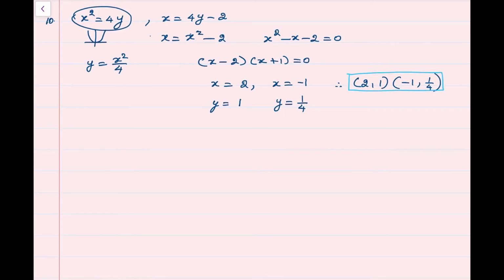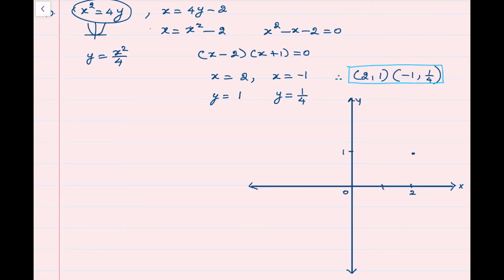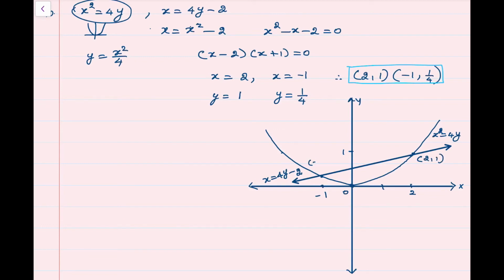Let us draw the figure. (2, 1) point is here and (-1, 1/4). The parabola passes through the origin. Let us complete the parabola and write the equation of the parabola. x² = 4y. The line also passes through these 2 points. This is x = 4y - 2 line, and the points of intersection are (2, 1) and this is (-1, 1/4), and we have to find the area bounded between these 2 curves.